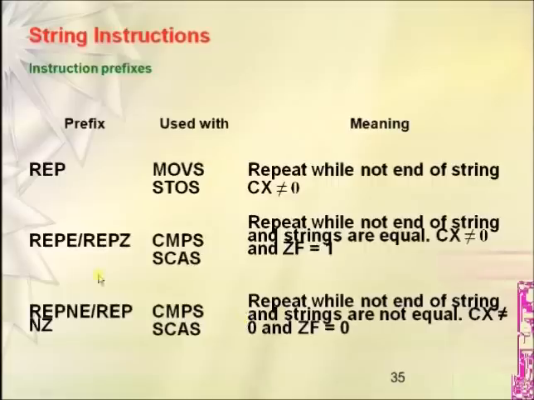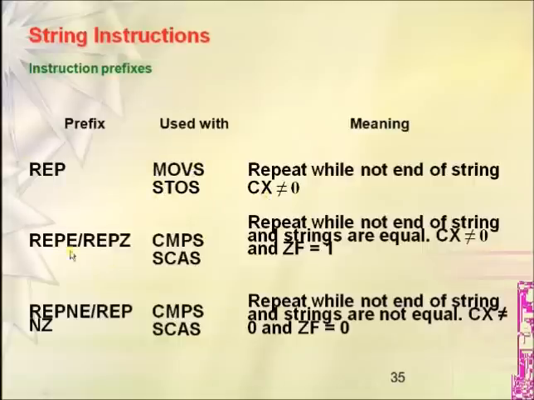Now let us see the instructions supported by these move instructions. These are called prefix instructions: repeat, repeat equal, repeat non-equal and repeat non-zero. These prefix instructions should only be used with these string instructions, as you can see here. REP should only be used with MOVS and STOS. This repeat instruction keeps executing these instructions until CX becomes 0.